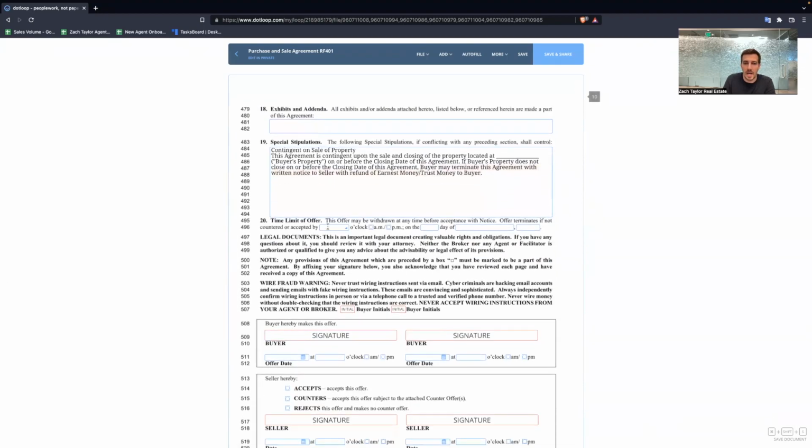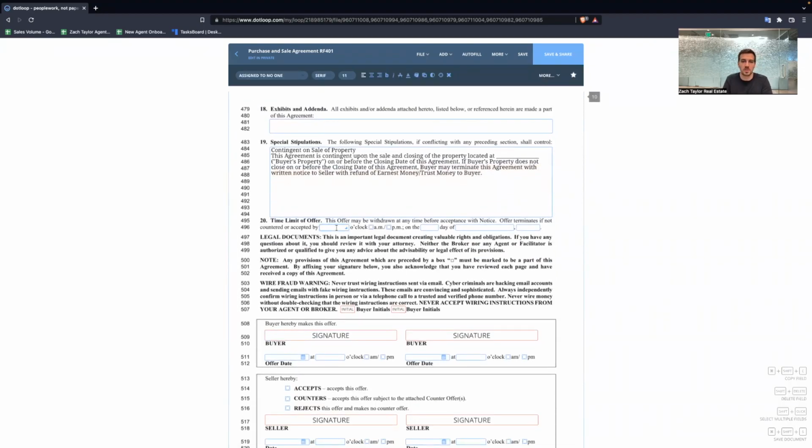Another thing is time limit of the offer. So let's go through this. This offer may be withdrawn at any time before acceptance with notice. So a lot of common questions with contracts can be answered by reading this 2 times over. So what this is saying is, let's say today is August 8th, and my client wants to give the other party until 9 p.m. tomorrow to decide if they want to accept this offer.